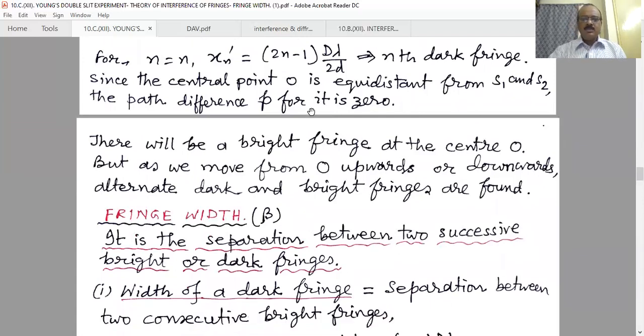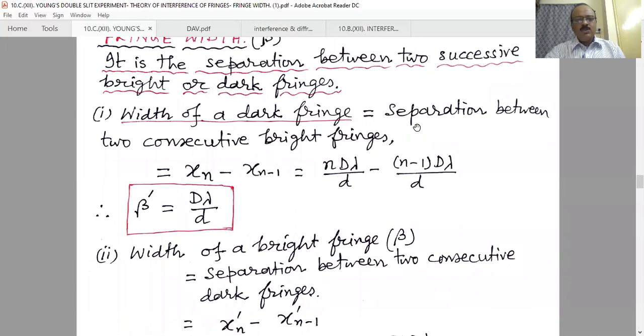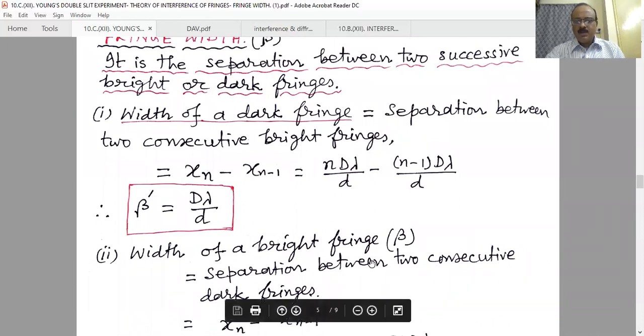Ultimately, what are the observations? There will be a bright fringe at the center O, but as we move from O upwards or downwards, alternate dark and bright fringes are found. Now, in our main target, what will be the fringe width? It is the separation between two successive bright or dark fringes. The width of the dark fringe is the separation between two successive bright fringes, and the width of the bright fringe is the separation between two consecutive dark fringes.